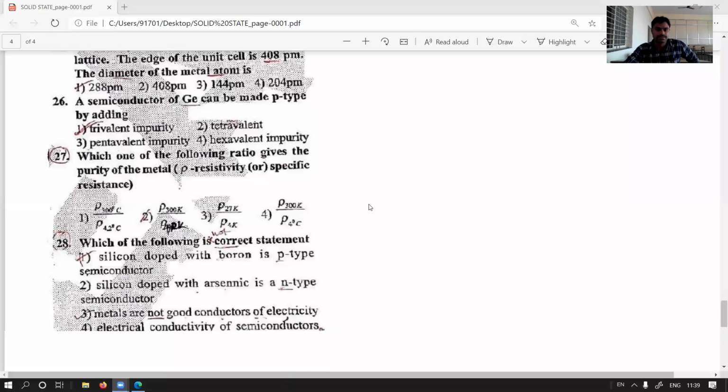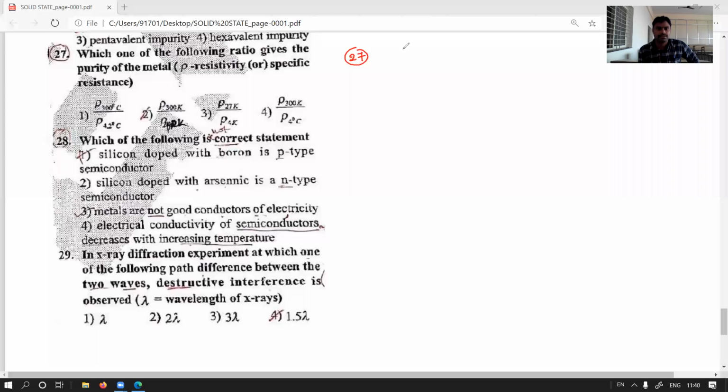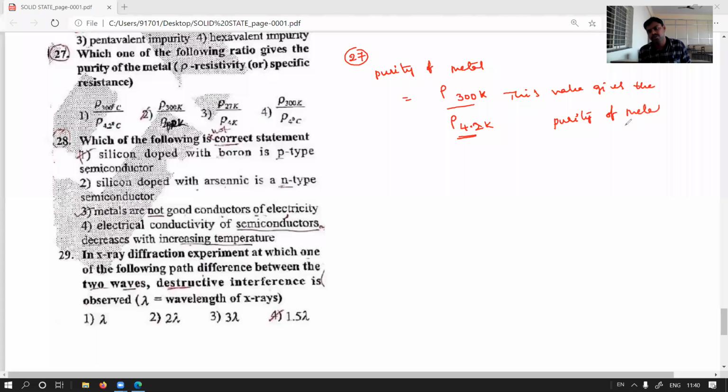27. See the 27th question, the purity of metal. Purity of metal can be detected by the ratio of specific conductance at 300 Kelvin to the specific conductance of metal at 4.2 Kelvin. This value gives the purity of metal. If this value is more, then the purity of metal increases. If this value is less, then the purity of metal decreases.